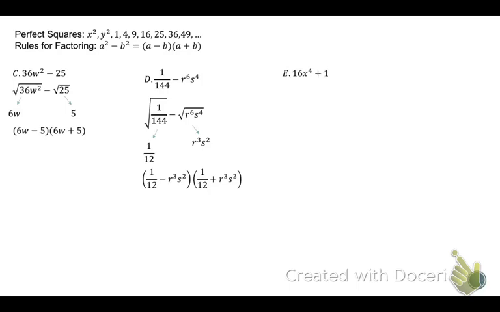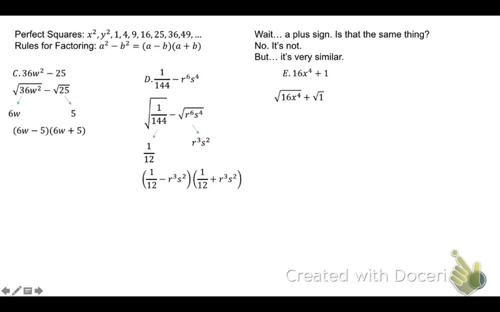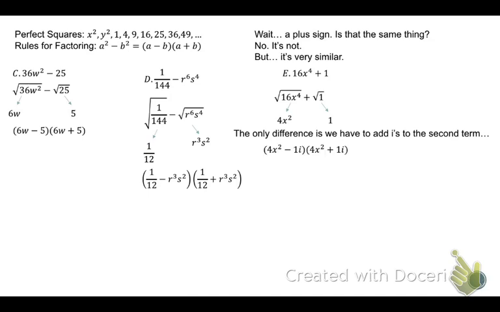Let's do this one. Now this one has a plus sign. Is that the same thing? No, it's not. But it's very similar, and I'm going to teach you this right here. So this gets into complex numbers a little bit, but we can square root both of those still, right? And you would get 4x squared and 1. Well, now the only difference is we have to add i's, so we have imaginary numbers here. Okay, so that's going to be 4x squared minus i and 4x squared plus i.